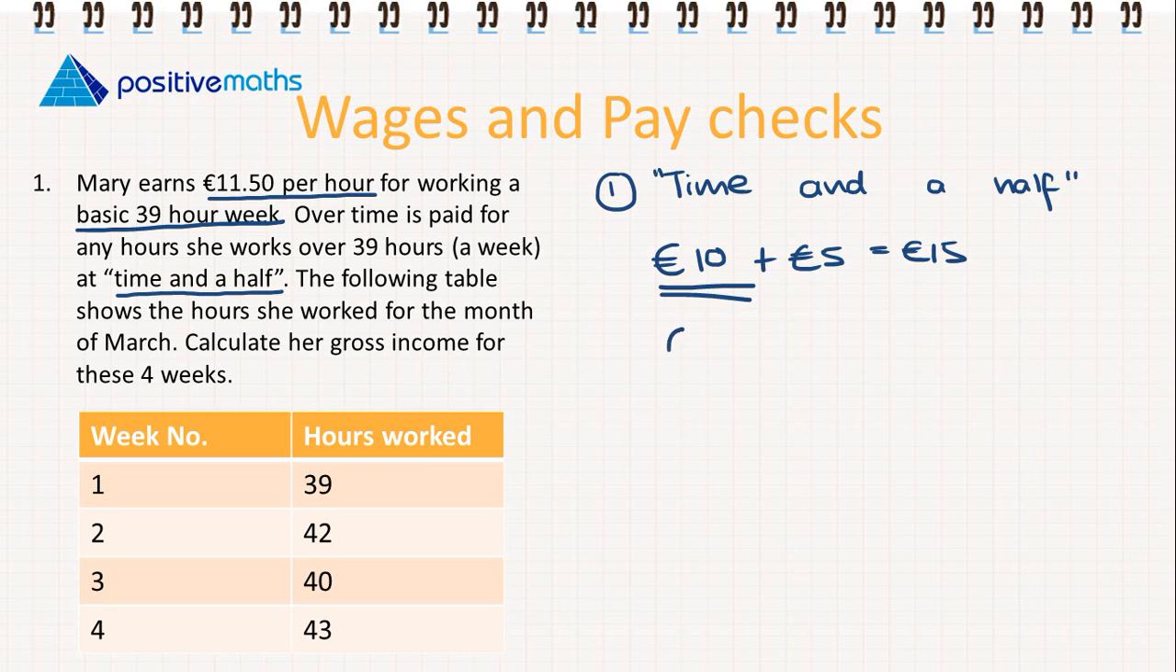Let's take one more example. So let's say she gets paid $8.40. Then we're going to add on $4.20. So overtime will be $12.60 per hour.